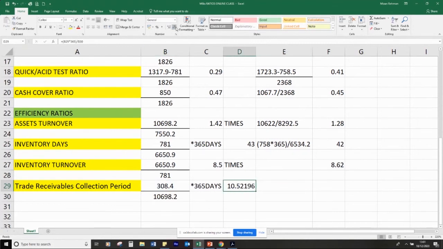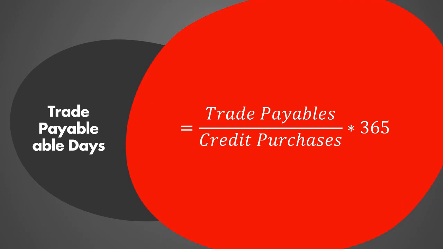10.5 days. So it takes Marks and Spencer 11 days to collect their money, which is quite reasonable for a retailer. It looks likely that they do some sales on credit because of their cards and stuff like that. Next one is trade payable payment periods.